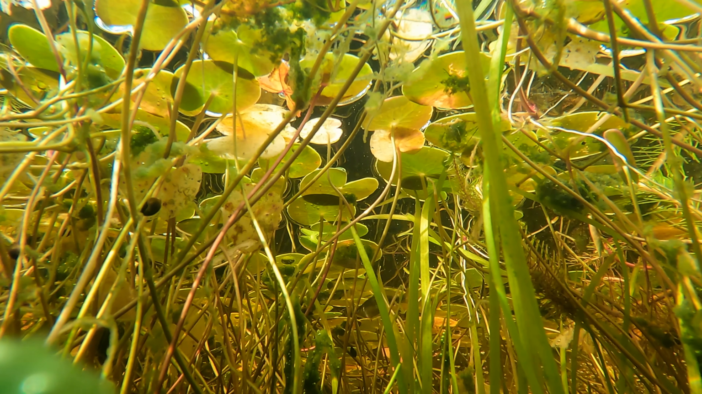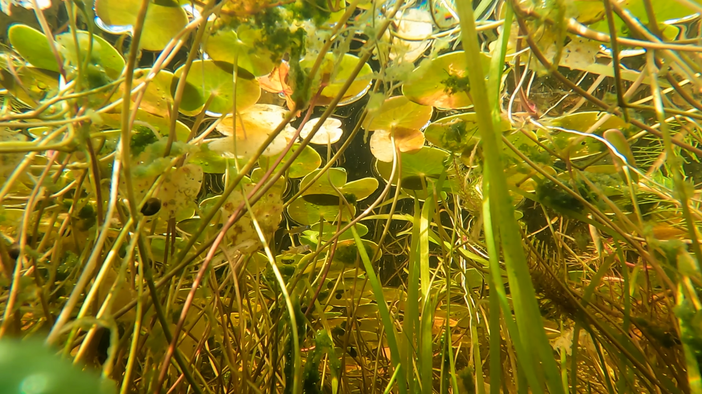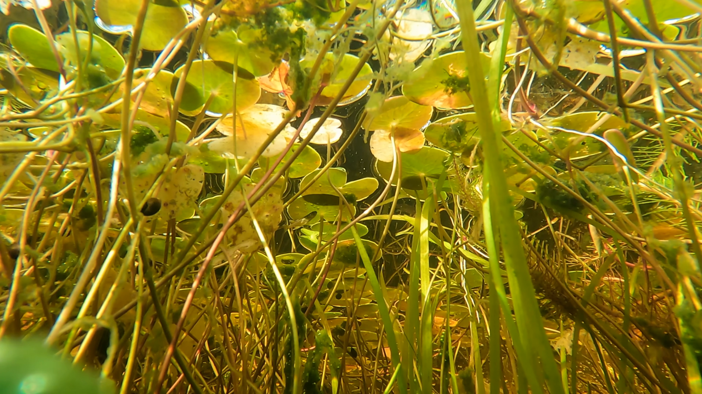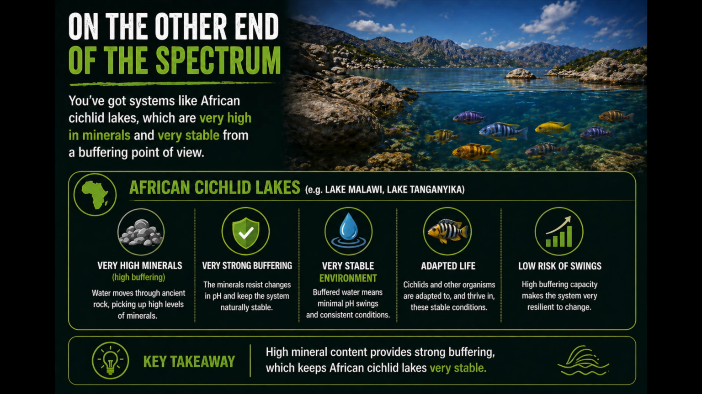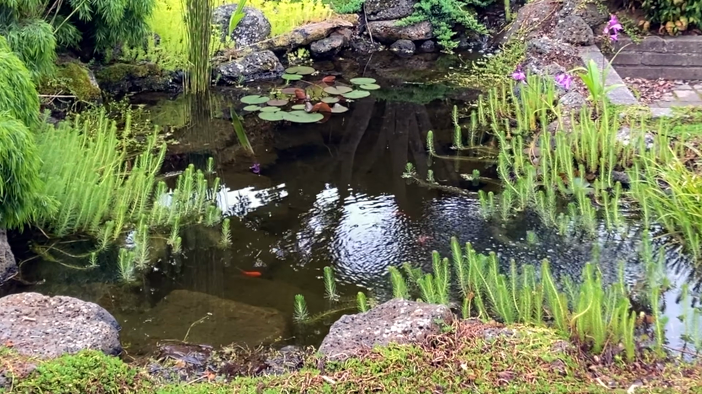And it is worth knowing that not all natural systems rely on buffering in the same way. There are environments like black water systems in parts of the Amazon, where the water's naturally very low in minerals and quite acidic. But these systems stay stable because nutrient inputs are low and the plants and organisms are adapted to those conditions. On the other end of the spectrum, you've got systems like African cichlid lakes, which are very high in minerals and very stable from a buffering point of view. So both can work, but they work for different reasons.